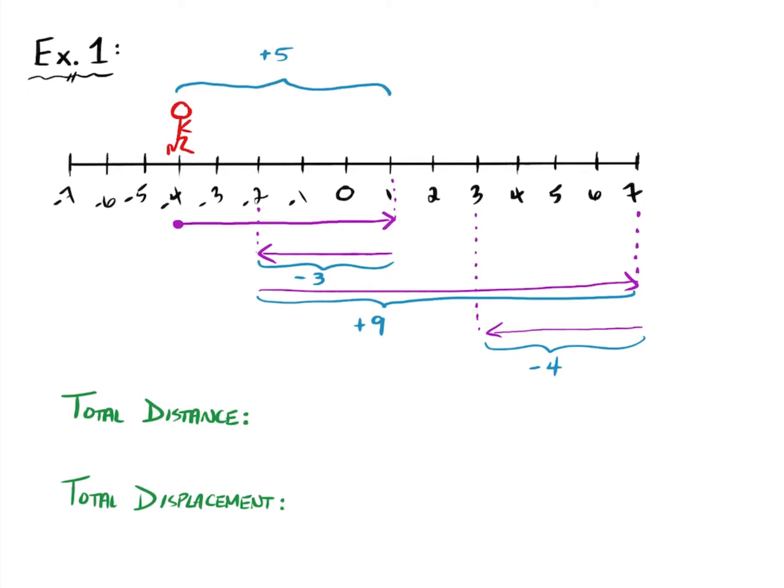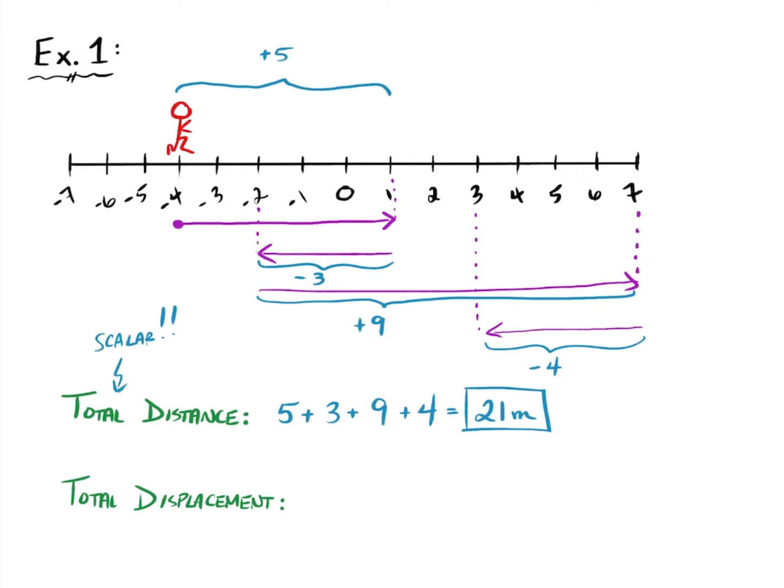Now, distance is a scalar quantity. You don't need a direction, so I can ignore all those positives and negatives. All I have to do is simply add up those values, because the direction, the positive, negative, doesn't have any bearing whatsoever. So if I just add up the 5, the 3, the 9, and the 4, we realize that this person ran a total distance of 21 meters.